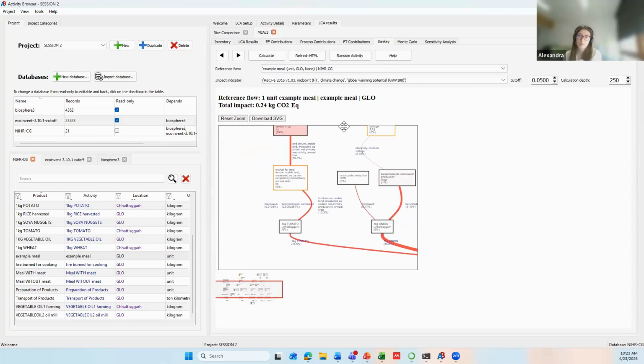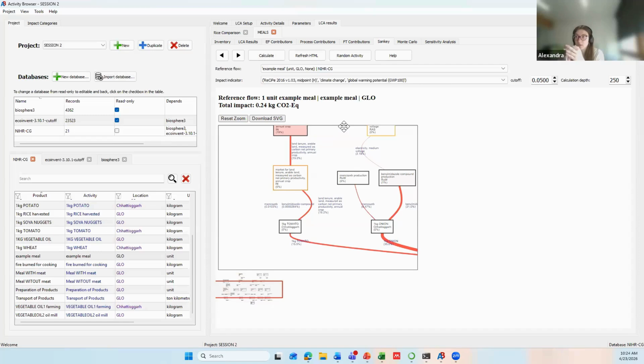So why is this important? We've seen all of these things. Why would we want to know these details? How would they help us? To decide what product has the largest impact, to see if the switch we made, let's say from meat to soya nuggets, is it good or not?